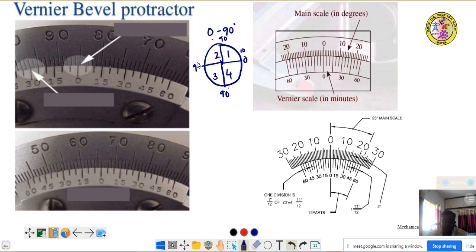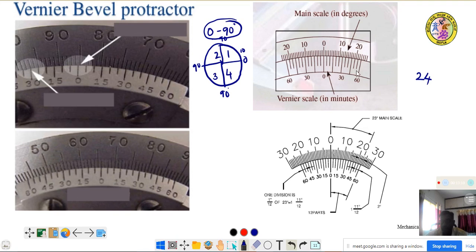Like that, there are 4 quadrants named from 0 to 90 degree. Main scale division, so 0 ಇಂದ 90 degree ಗೆ ಮಾಡಿರ್ತಾರೆ. Okay. In the vernier scale, there are 24 divisions.